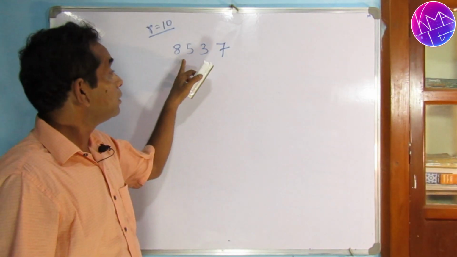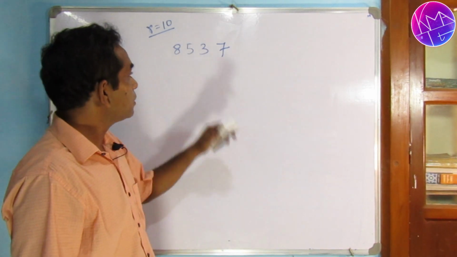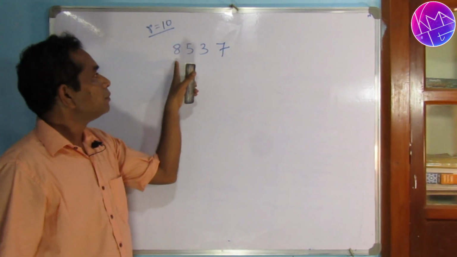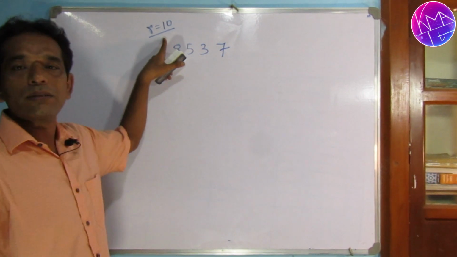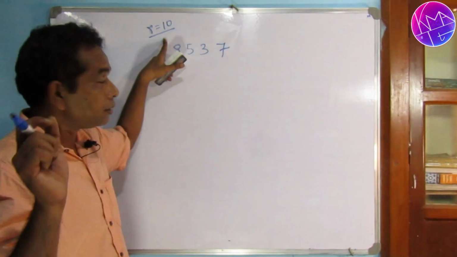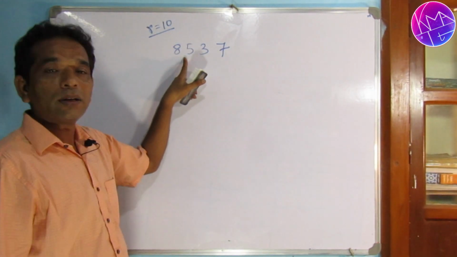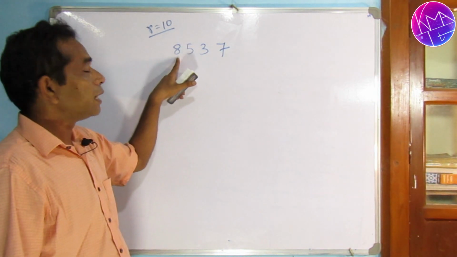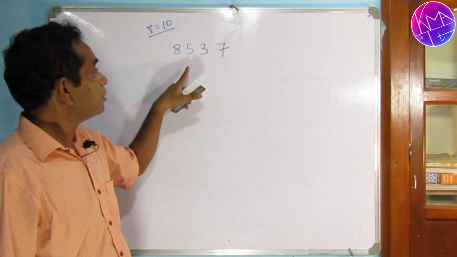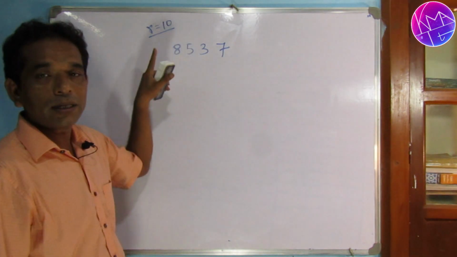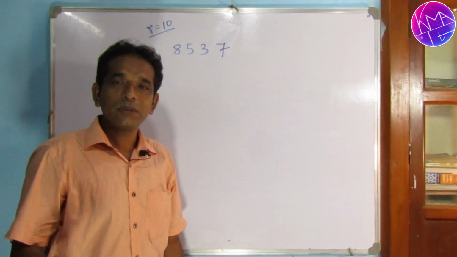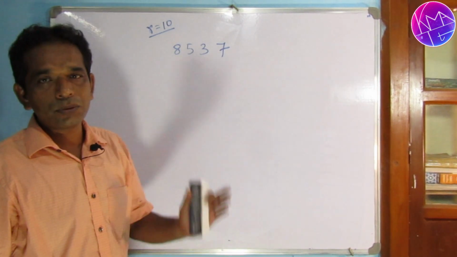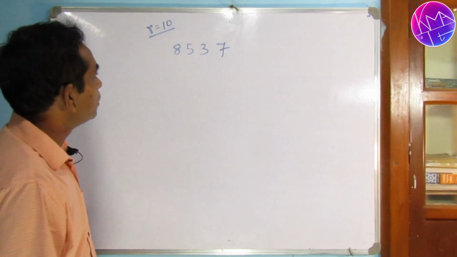Let us consider this number 8537. We have considered it as a decimal number, but it can also be a hexadecimal number. But it cannot be an octal number, because this notation 8 is there, and you know in octal number system the notation 8 is not there, only 0 to 7.